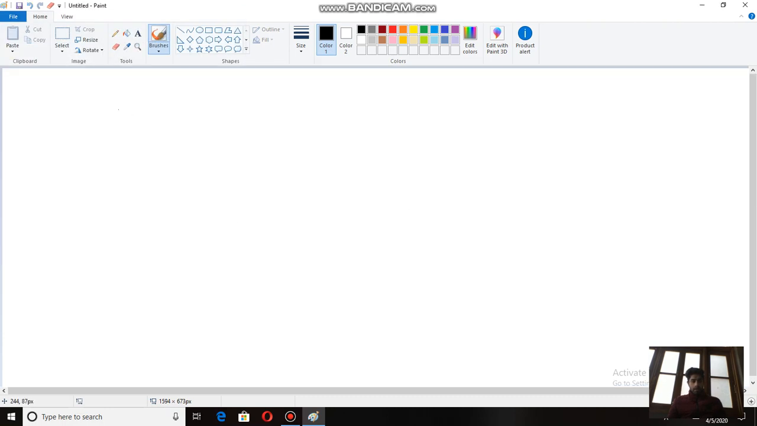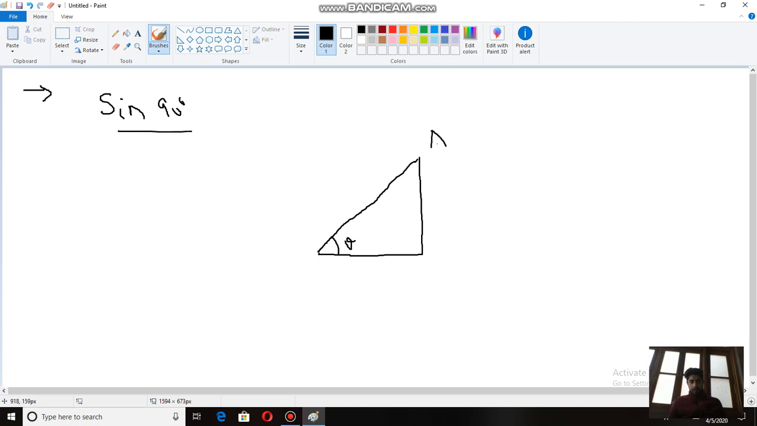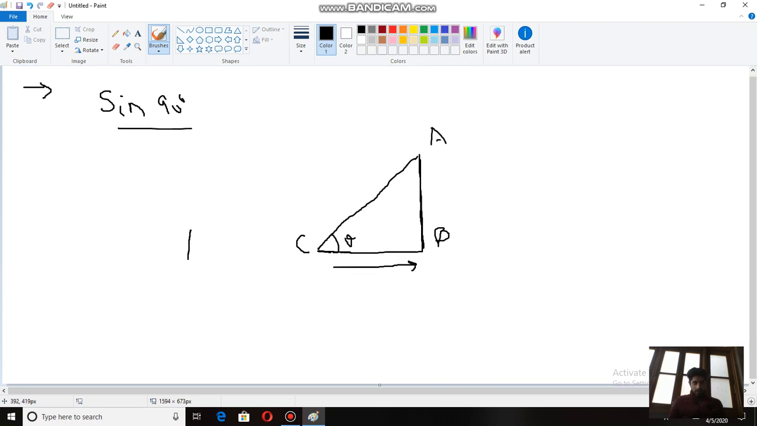Now let's take the second example, that is sine of 90 degrees. Now we have to increase this theta. We can increase it like this. If this is our theta, it's A, B and C. Now keep this perpendicular constant and move this C in this direction. What do I mean by that? Now let's take C here. First it was theta 1, now it is theta 2. A, B, C. As you can see, theta 2 is greater than theta 1.